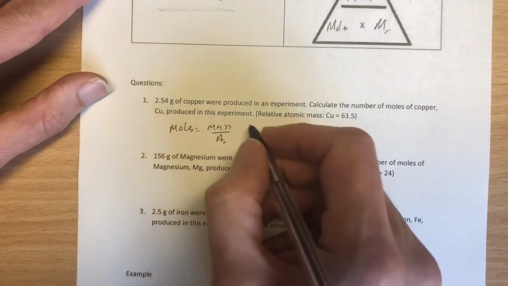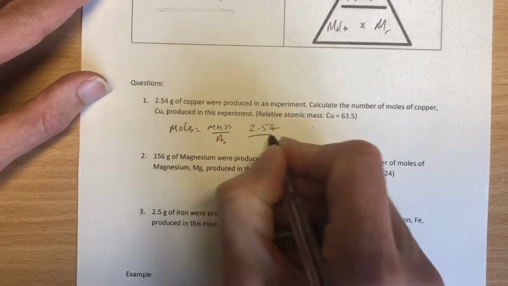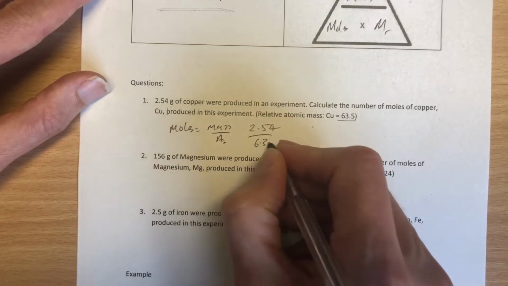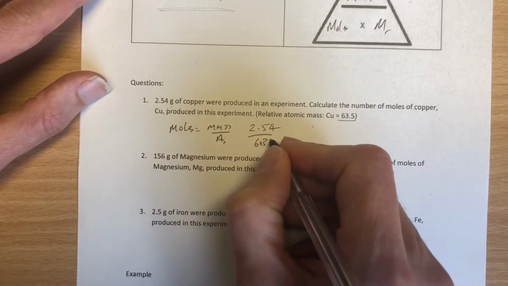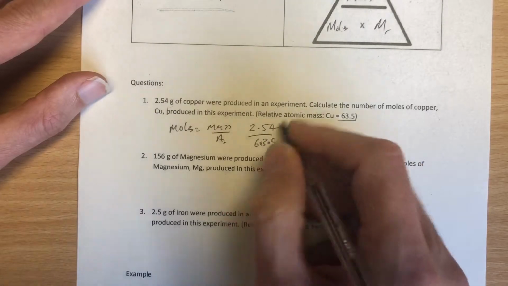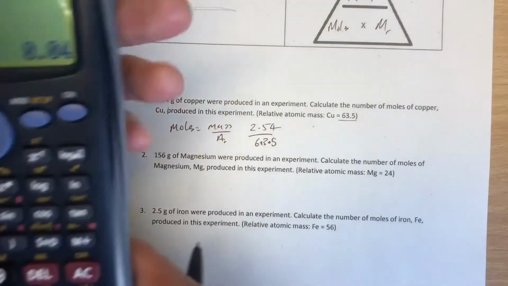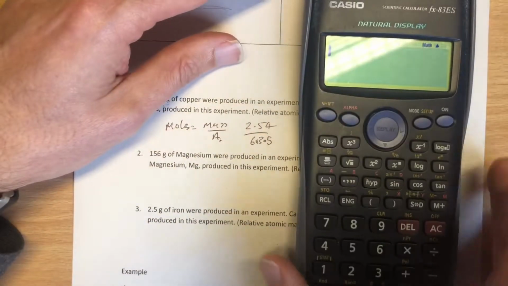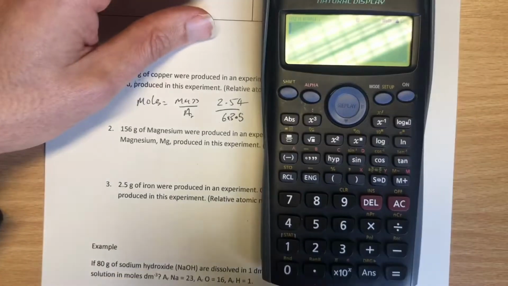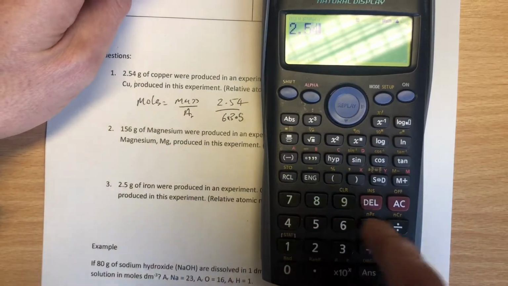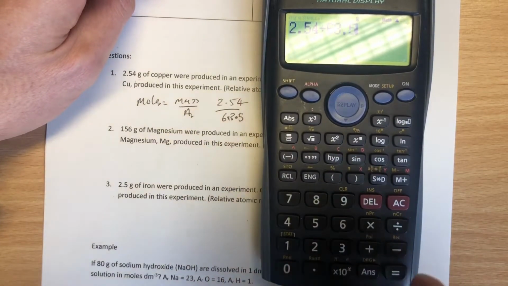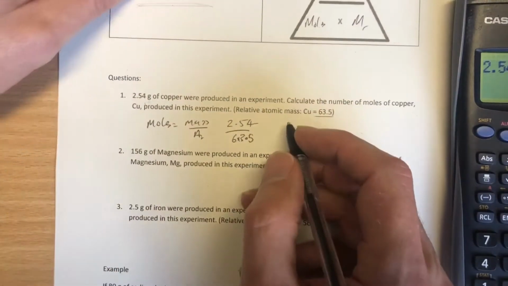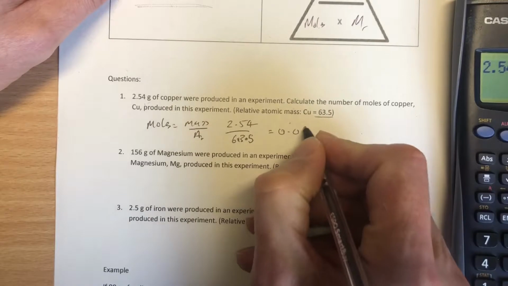Because this is the mass of an atom, also mass of an element. So mass is 2.54. 2.54 divided by the atomic mass given in the question there. Relative atomic mass 63.5. Oops, I put a decimal point in the wrong place. 63.5, not 6.35. So let's stick that into a calculator and see what we come up with. 2.54 divided by 63.5 equals 1/25 or 0.04. So that is 0.04 of a mole.